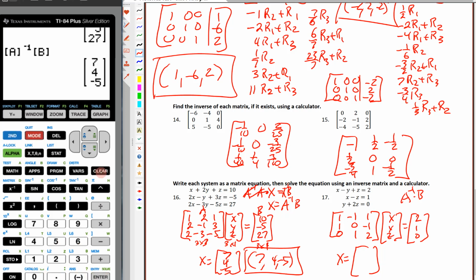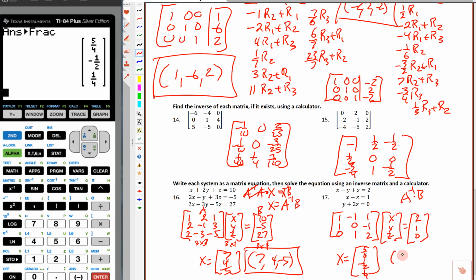Looks good. So I'm just going to recall that last one, A inverse times B, and have it spit out the answer. It gives me some decimals, so I'll have it change it to fractions. And I end up with this. So 5/4, -1/2, and then 1/4. So the answer on this one is 5/4, -1/2, 1/4. And I will put a box around that. And then I've got my answer.